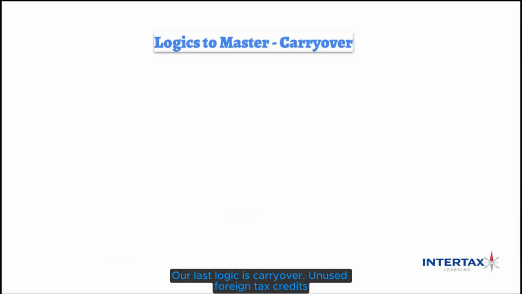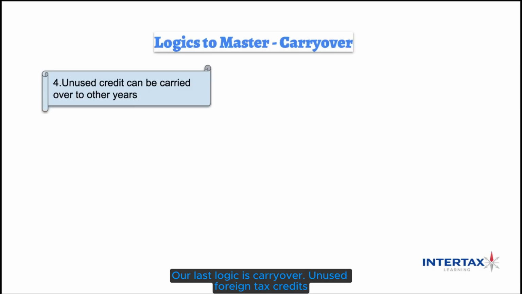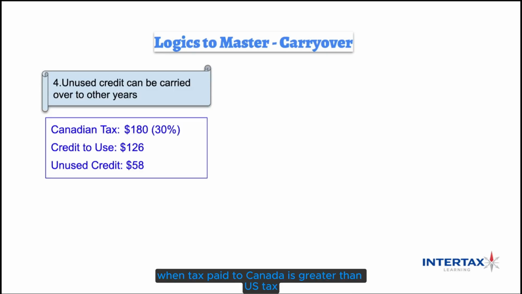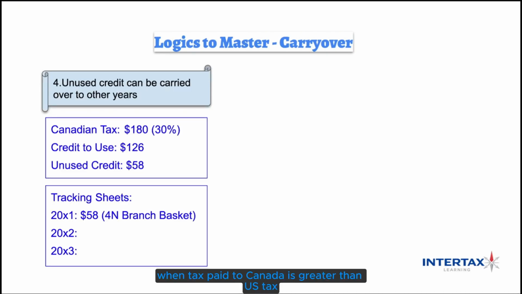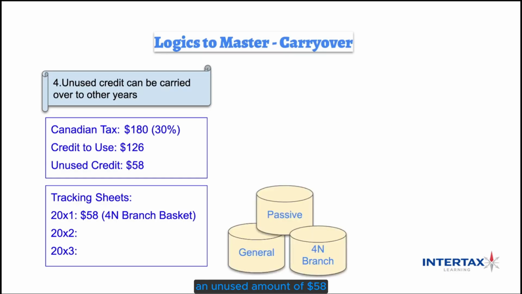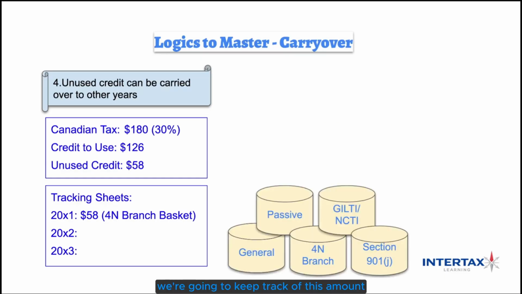Our last logic is carryover. Unused foreign tax credits can be carried over to other years. Going back to the earlier example, when tax paid to Canada is greater than U.S. tax, we inevitably incur an unusable amount of $58. We're going to keep track of this amount until it's used up in other years.